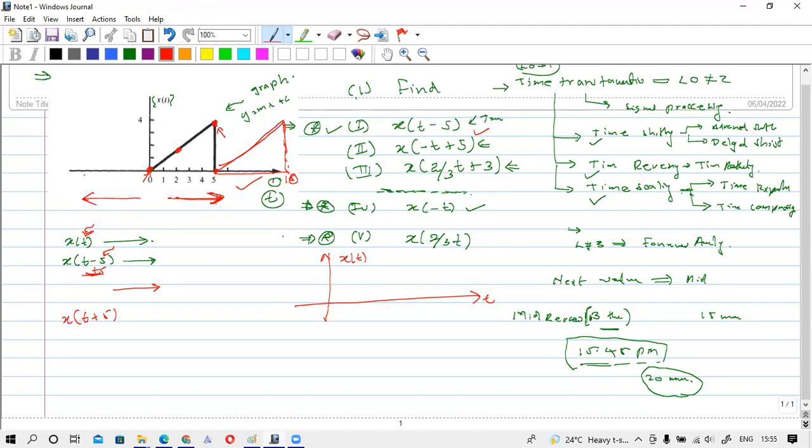Here this 0 point will shift by 5 this side, so it will end up at minus 5. And this point will shift by 5, which means it ends up at 0, so you will get this kind of signal after shifting. This way you can shift to the right or left.